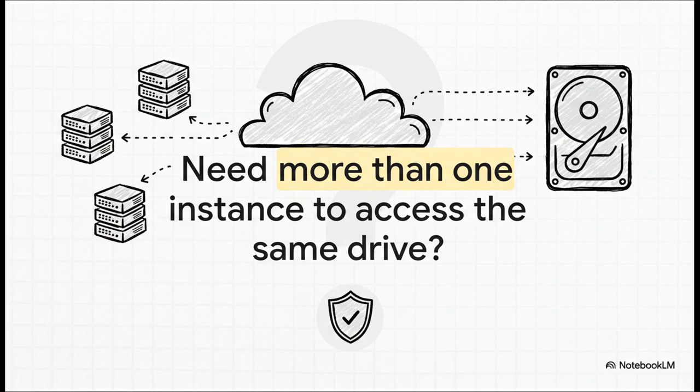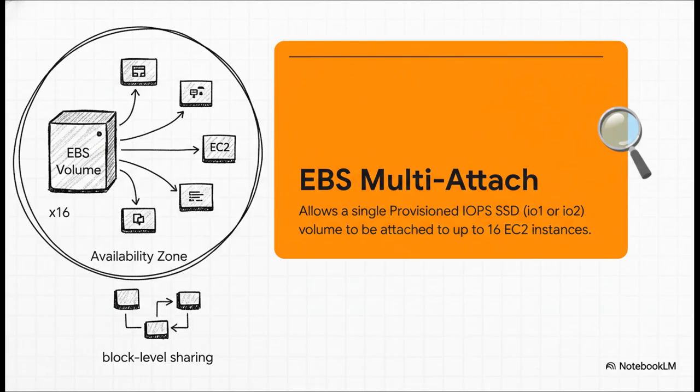But what happens when you need more than just one instance to access that super high-performance drive? Well, this is where the standard model gets a pretty neat upgrade. And that feature is called EBS Multi-Attach. Now, this is super important. Multi-Attach isn't some brand new product. It's a special feature you can turn on for the high-performance EBS volumes. What it does is let a small group, up to 16 instances, all connect to that one single volume. But here's the catch. They all have to be in the exact same availability zone. This is what we call block-level sharing.